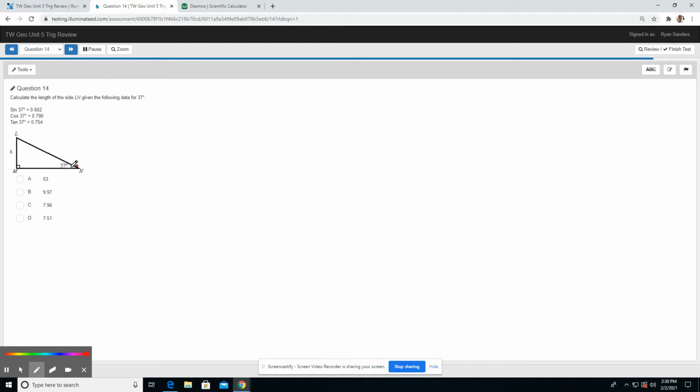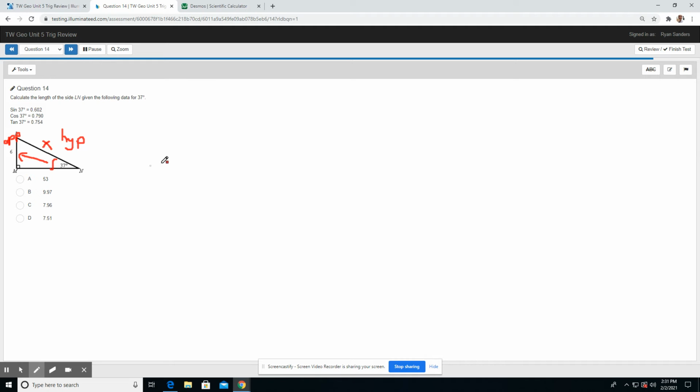Next one. All right, they're giving us a table again. Let's try not to forget this time. Calculate the length of LN. So they want this side right here. I'll call it X. Angle of reference. They're giving us the 6 as an opposite. And then here's our hypotenuse as our X.